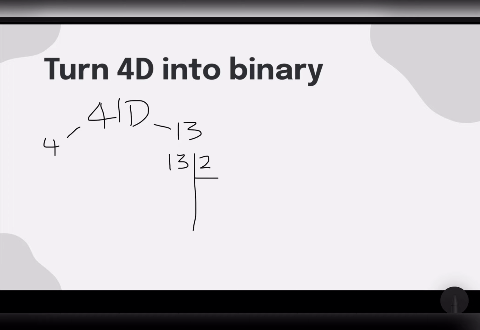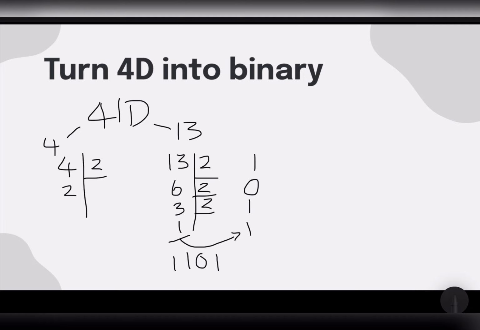So 13 divided by 2 is equal to 6, remainder of 1. 6 divided by 2 is equal to 3, remainder of 0. 3 divided by 2 is equal to 1 with remainder 1, and 1 as the final number is the final remainder. So the binary number is 1101. And then the same for 4. So 4 divided by 2 is equal to 2, remainder of 0. 2 divided by 2 is equal to 1, remainder of 0. And 1 is the final remainder, so 1. So 1, 0, 0. And this is your final binary number.